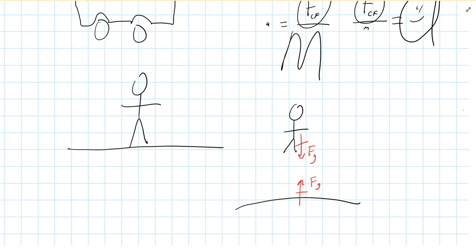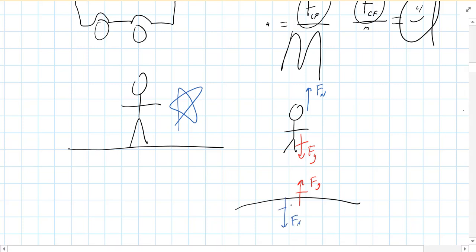Okay. Now, in this problem, with the person standing on the ground, there is a second action-reaction pair. The normal force. Let's put that in a sentence. The ground, or the Earth, pushes up on you. That's your normal force. Okay. What's the reaction force? Just literally reverse the sentence. You push down on the ground. And those two blue arrows have to be the same.